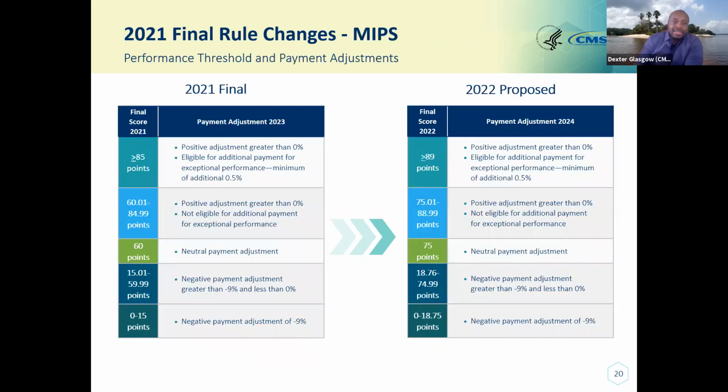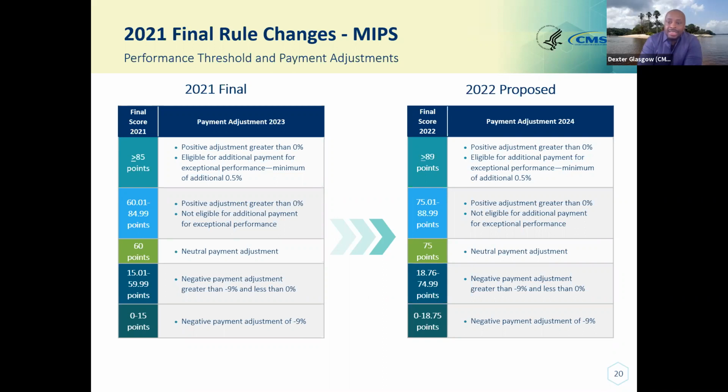So one item I do want to flag is that in 2022, it will be the last year that we have our additional performance threshold for exceptional performance. So if you look at the right-hand side of this slide, I'm going to start at the green row in the middle. So 75 points. That's our performance threshold we have proposed for this upcoming year.